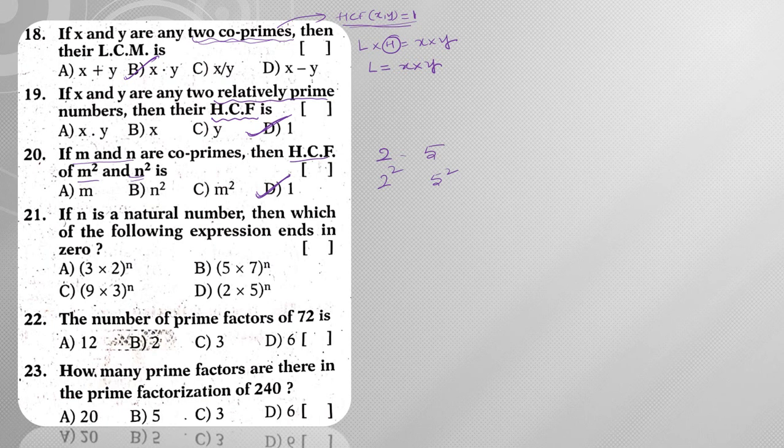Next, if n is a natural number, then which of the following expressions end with 0? So for an expression to end with 0, it should have the factors 2 and 5. So hence option D will be my answer. Next, the number of prime factors of 72. Number of prime factors of 72.